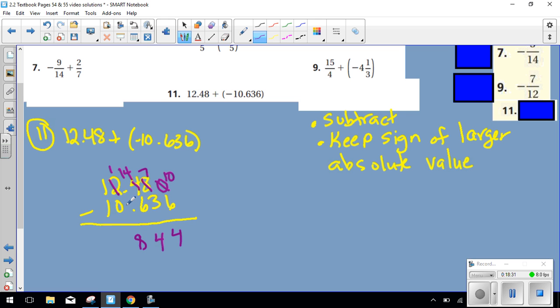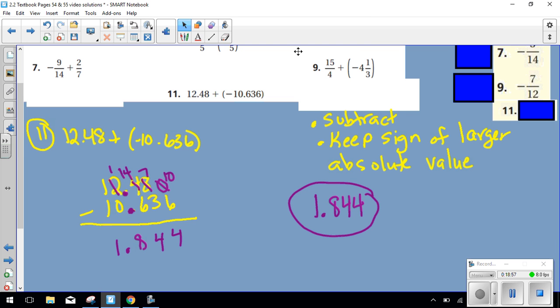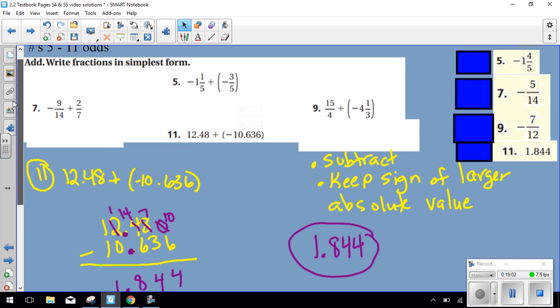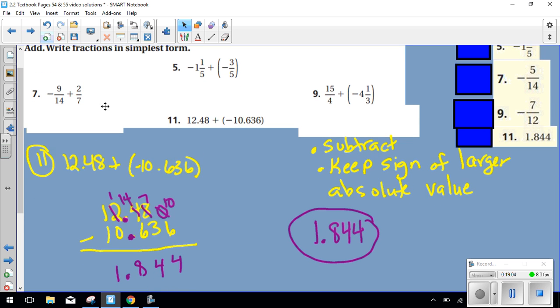Decimal point goes straight down. When you add and subtract, make sure you line up these decimal points. Okay, 1 minus 0 is 1, and 1 minus 1 cancels out. So far I have a solution of 1 and 844 thousandths, and the greater absolute value is positive, so my final solution stays positive. Okay, and there is number 11 for you. Okay, let's move on to number 14.